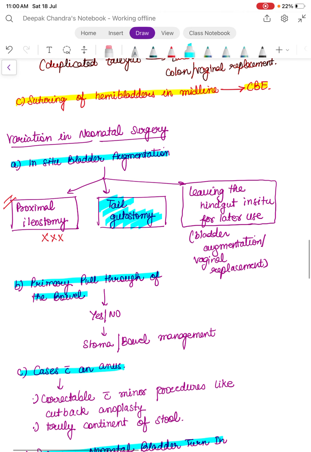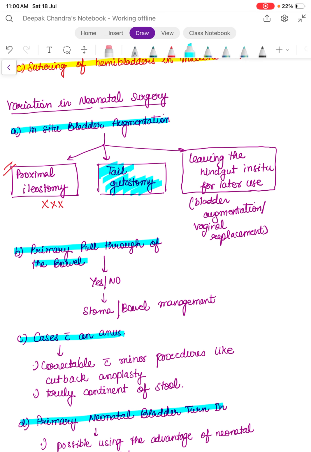Then the second thing is primary pull through of the bowel. So whether to do it or not depends on whether your neonate or the child is able to produce a more solid stool or not. Because if you are going for a primary pull through and the child has some form of anatomical and physiological short bowel, then there will be very extensive perianal excoriation. So one needs to look after this factor also.